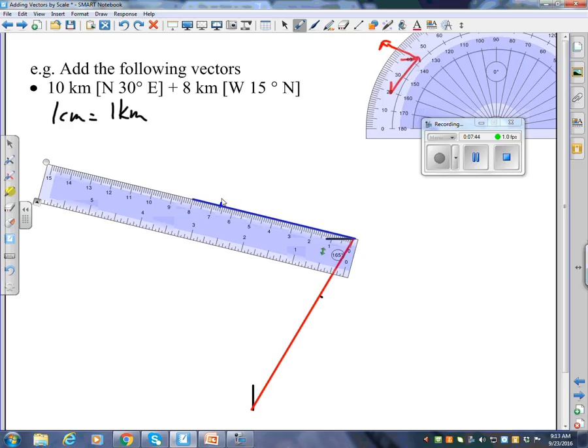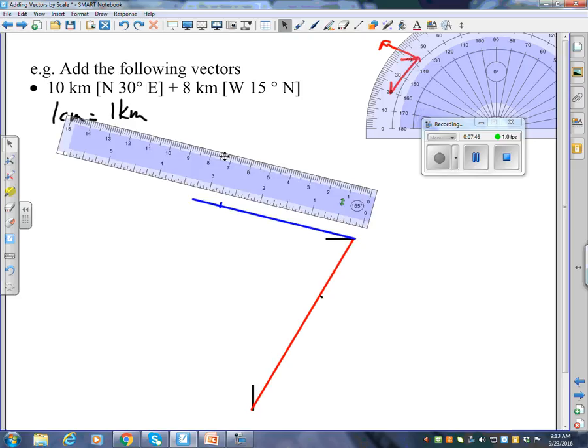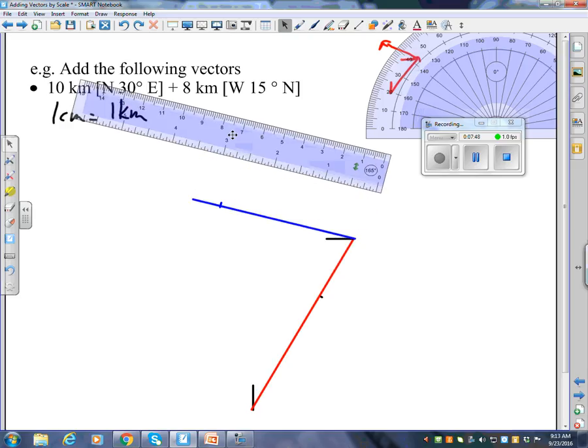Okay? Okay, and again, I would suggest don't put your arrowheads on just yet because it kind of messes up your measuring, right? If you want to label them, that'd be a good idea. That's one way for me to see that you know what you're doing. So this is the 10 and this is the 8. Okay, now what do I do?